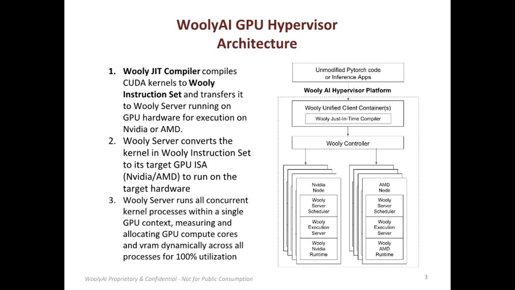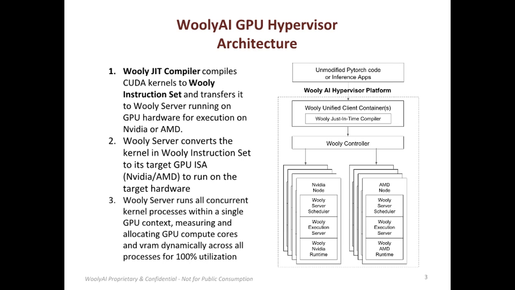This makes the pipeline portable and unified, with performance close to running natively. Meanwhile, the WoolyAi controller decides which GPU in the cluster to connect to, based on utilization, job priority, and resource needs. Because the WoolyAi server controls execution in the GPU space, it can run kernels from multiple processes inside a single context, dynamically allocating compute cores and video RAM. This enables true concurrency, predictable SLAs, and 100% utilization, with no context switching overhead.